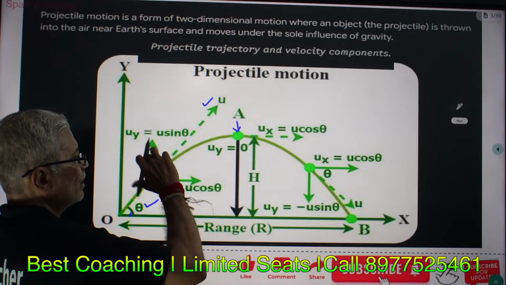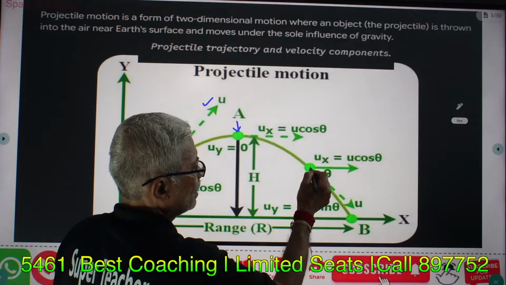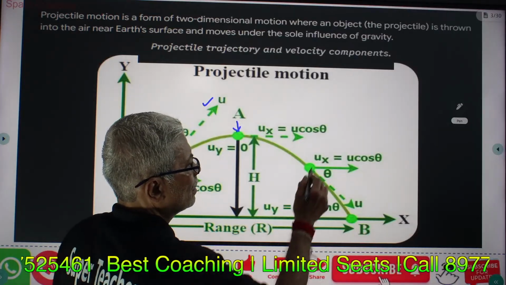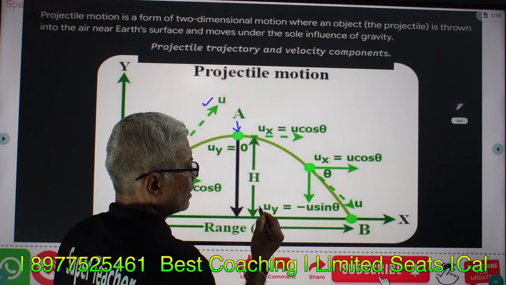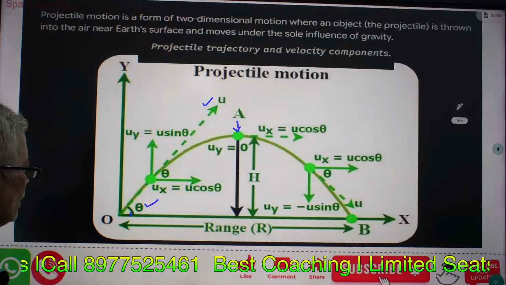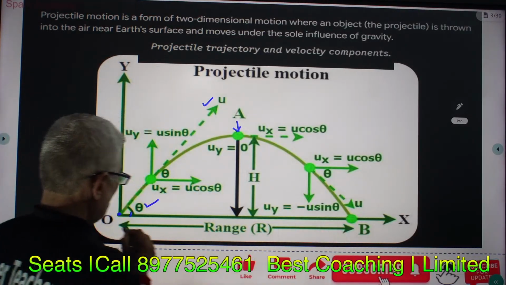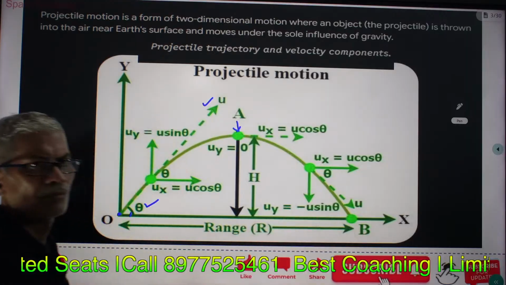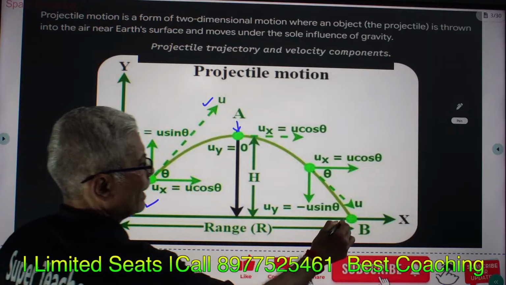If you invert this vector, it will be like this. ux will be in this direction, uy will be in this direction. This is the negative y axis, downward, that's why uy = minus u sin theta. So it goes from here and it comes here, from O to A to B. OB is the horizontal range.